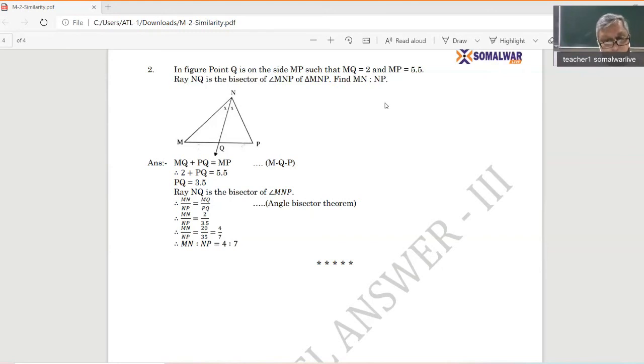So MN upon NP is equal to MQ upon PQ. MN upon NP is equal to, what is MQ? That is 2, upon, what is PQ? Just now we found out PQ is 3.5. So 2 upon 3.5. Now, MN upon NP is equal to 20 upon 35, because to remove the decimal point we put a 10 on the numerator and denominator, which gives you 4/7. Therefore, MN upon NP is equal to 4:7.